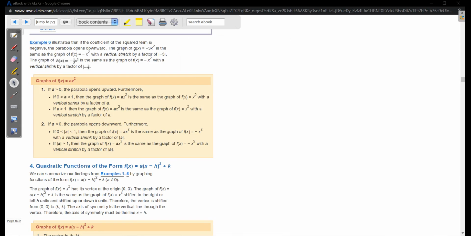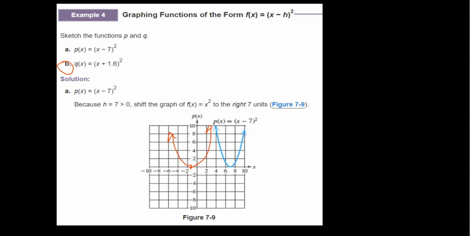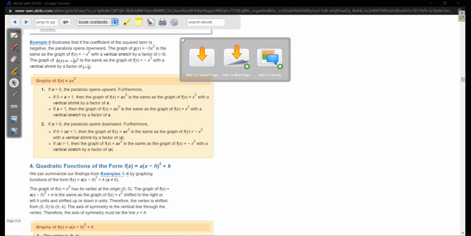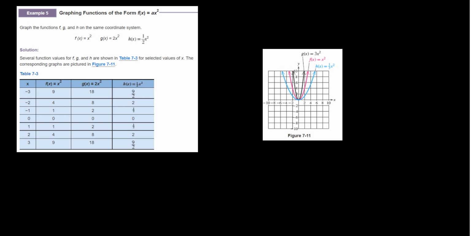Let's go ahead and give the concept first. So let's go back. We're going to insert a page. So we're going to give the concept of a stretch and a shrink. Darn it. Okay, well we'll just have to delete that for later on. So let's go over the concept real fast before we actually get to the example.